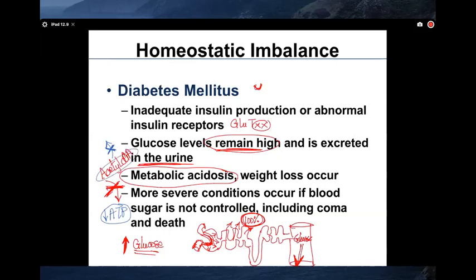So the only other pathway for me is to transform this acetyl-CoA into ketone bodies. And so ketone body accumulation is going to be the reason why those patients are at risk of developing metabolic acidosis. More severe conditions, if the blood sugar is not controlled, can result in coma and death.